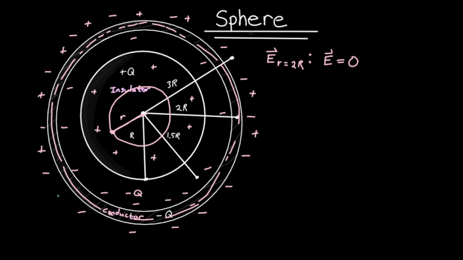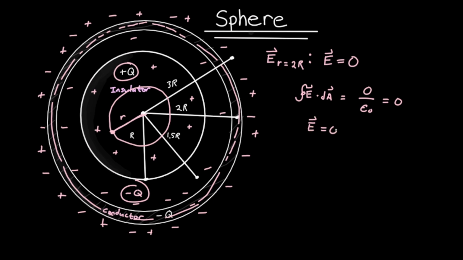Writing this in terms of Gauss's law, we have the surface integral of E dot dA equals the enclosed charge, which we have negative q and plus q, so 0 over epsilon naught, therefore making the net electric flux equal to 0. But in this case, we know the electric field inside a conductor is 0, so the electric field is 0, as well as the electric flux.